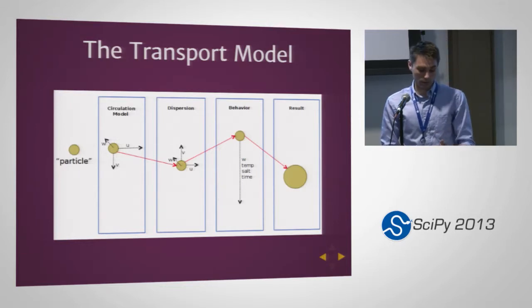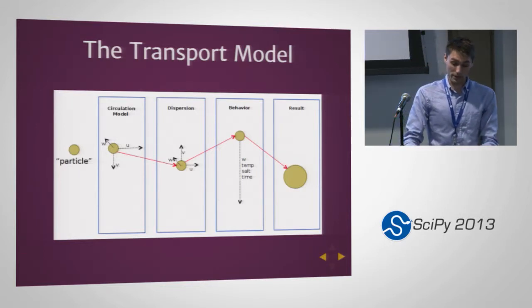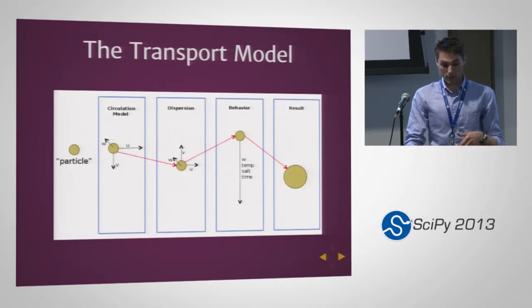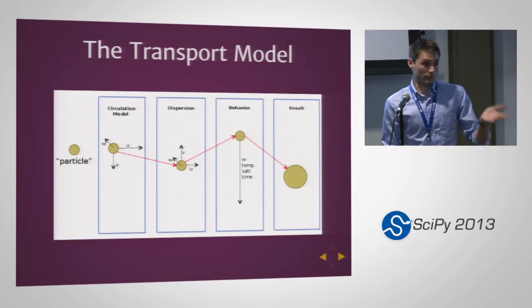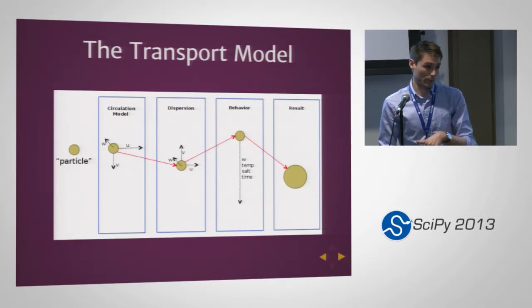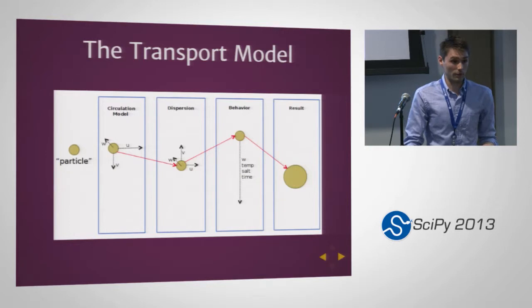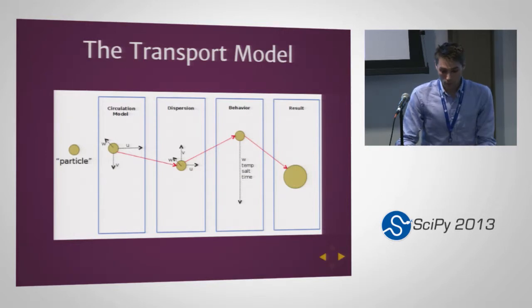And the result, this shows an element that's slightly bigger because the behavior actually can operate differently depending on the age of the particle. The particle ages, the behavior changes, the mass of the particle changes, and all of these things affect the resulting transport.